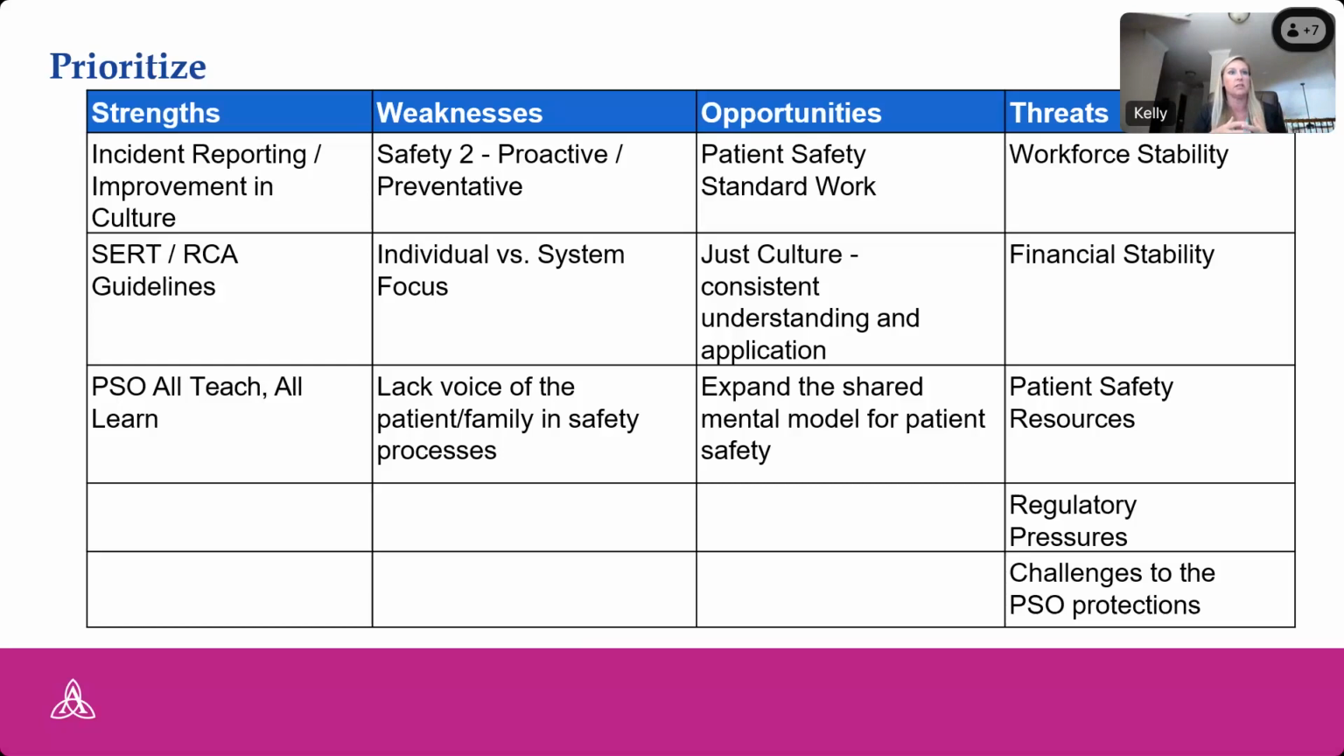But along with those strengths came some weaknesses and opportunities. And so for us, it was really thinking about how are we moving into that safety 2 work? How are we looking at being proactive? What does that standard work look like for our patients and families? We uncovered some inconsistencies and some lack of understanding, if you will, around just culture. So we had an opportunity to really ensure that when we say the words just culture, it has the same meaning for every associate within our organization. And then for us, patient and family engagement was definitely an area of opportunity. You see that here in the weaknesses slide.